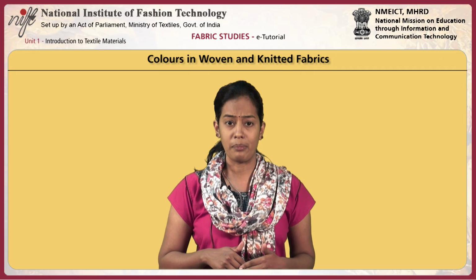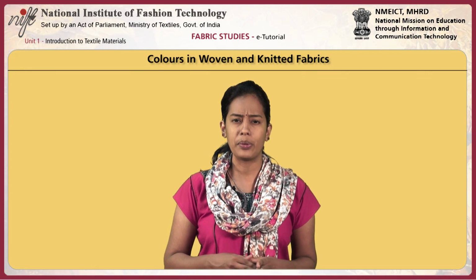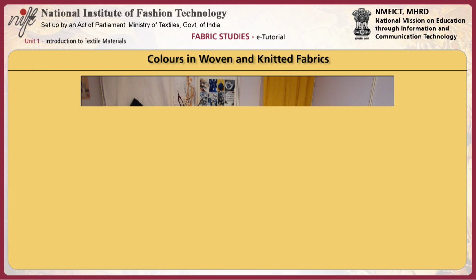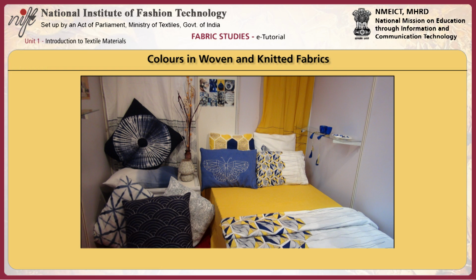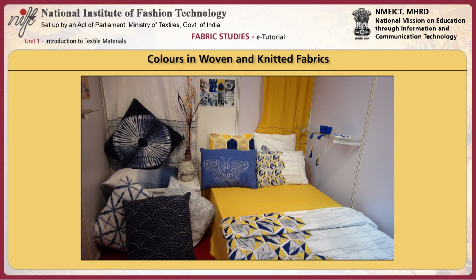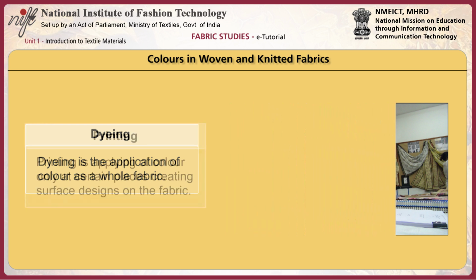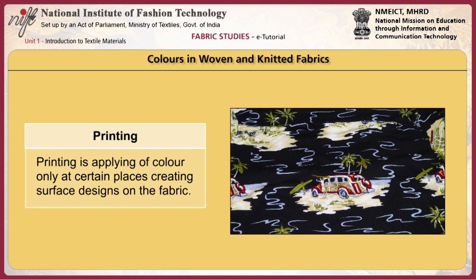Woven or knitted fabrics since olden days have been produced with interesting colors for various applications. Color is an important attribute of textile material. Colors are usually applied to textile materials by either dyeing or printing with the help of dyes or pigments. Dyeing is the application of color as a whole fabric. Printing is applying color only at certain places, creating surface designs on the fabric.